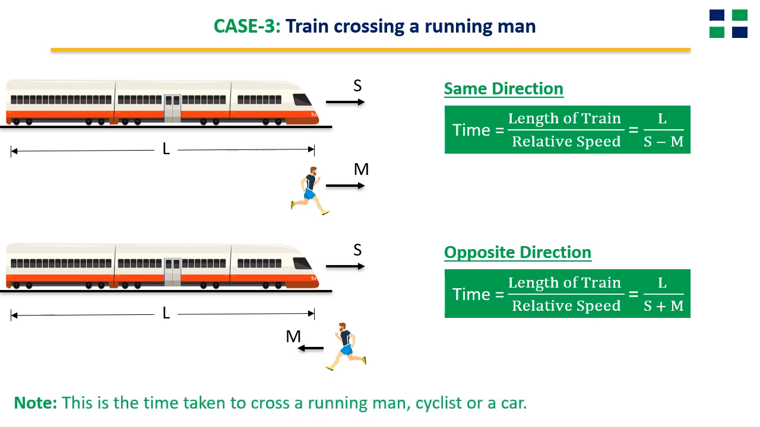Please note that this is the time taken to cross a running man or even a cyclist or a car, because in the problem of train we assume that there is a negligible length of man or even a cyclist or a car compared to the length of the train.